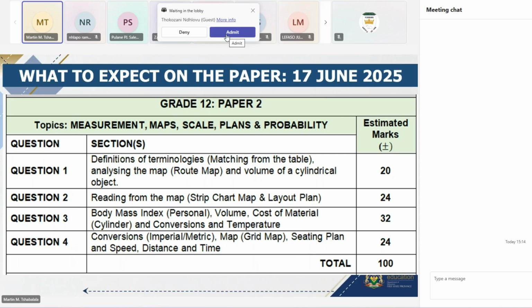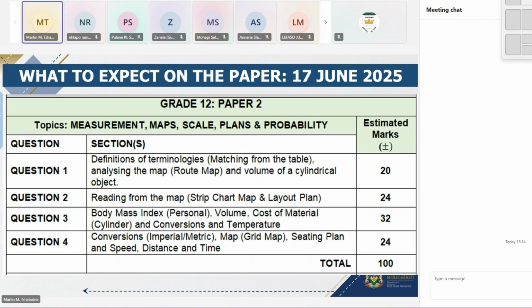Why? These are the level one questions. Very simple. So we have even terminologies that you need to know. So don't make a mistake. Take that whole 20 marks and you know that you've got 20 marks out of 100, you've got 20% already. Question two, reading from the map. We are telling you what will be on the paper in question two on Tuesday because we love you so much. There is no need to fail.